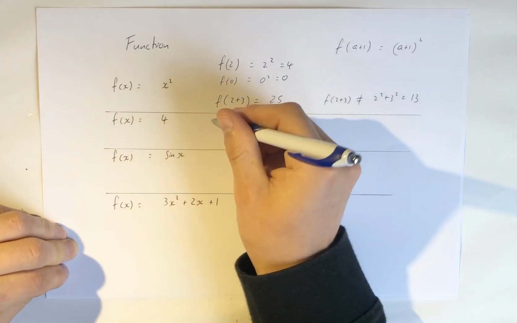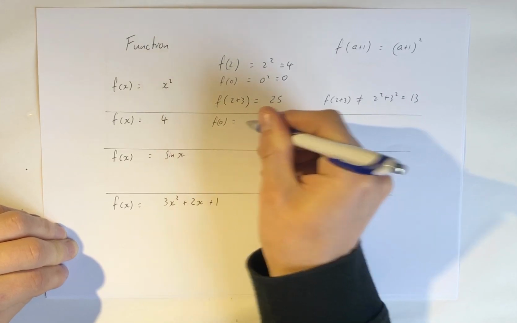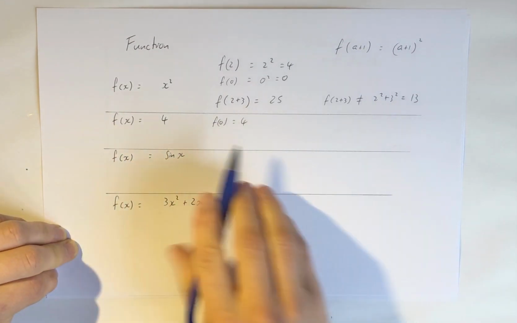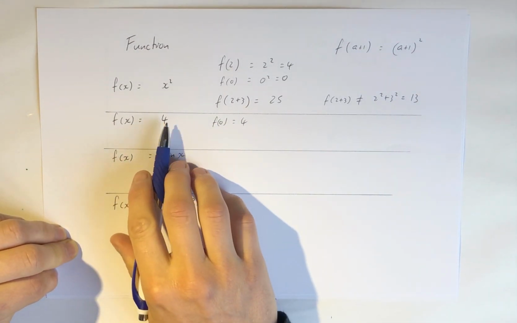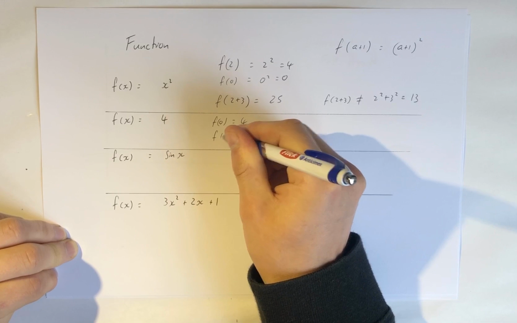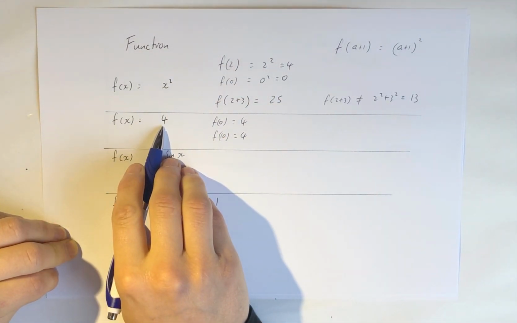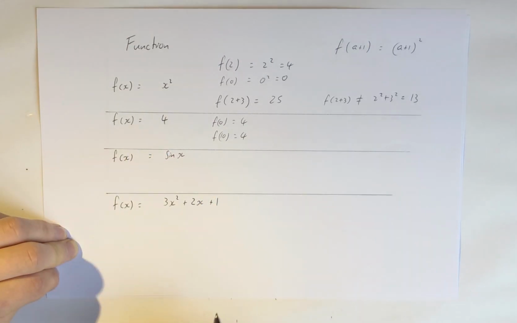So let's have a look at this one. F of 0 is 4. So this is just a straight line at 4. No matter what I put in, I've just got a constant output. F of 10 is also 4. So it has a constant output, no matter the input.